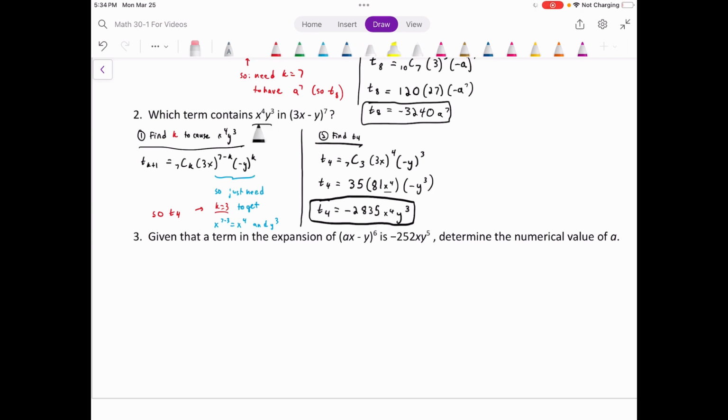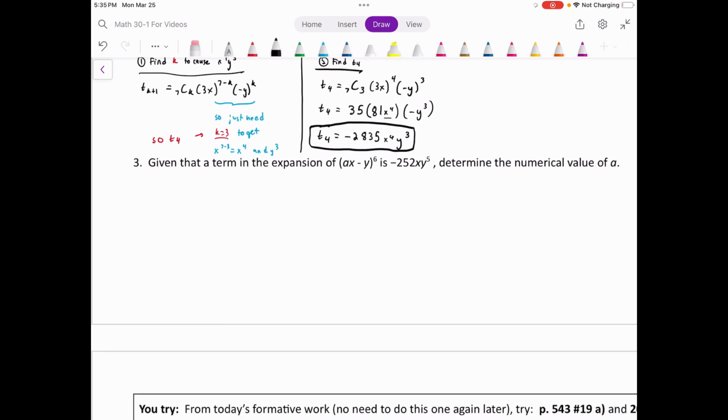Again, worth noting that we could have also figured it out with kind of our counting stuff here, right? The power on x is going to count down from n. So 7, 6, 5, 4, that's the fourth term. It's also going to count up from 0 to n on the second term. So 0, 1, 2, 3. Again, the fourth term, checking it both ways. But there we go. All right, last example of Math 30-1.